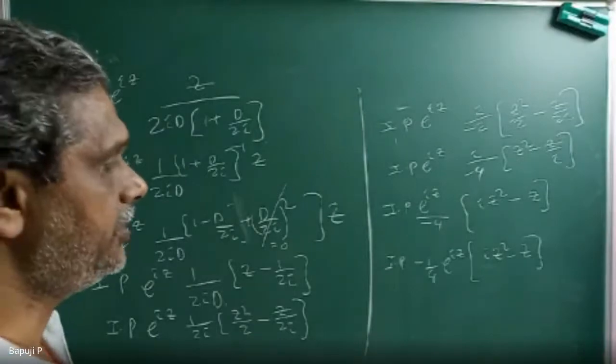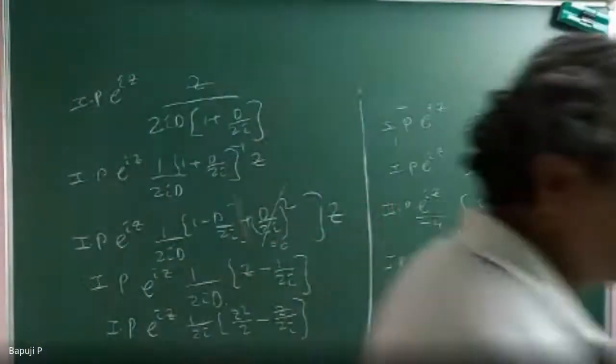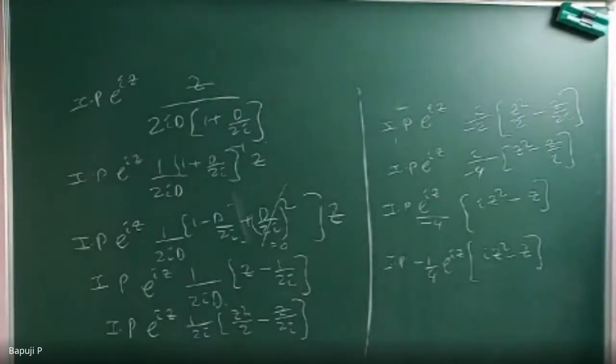But e power iz, who is e power iz? Euler's formula. Who is e power i theta? From where I brought it, actually the imaginary part of e power iz. Who is e power i theta formula, sir? Euler's formula. Complex numbers in plus 2 are studied or not? De Moivre's theorem, Euler's formula. e power i theta is equal to what? cos theta plus i sin theta, can I write or not?